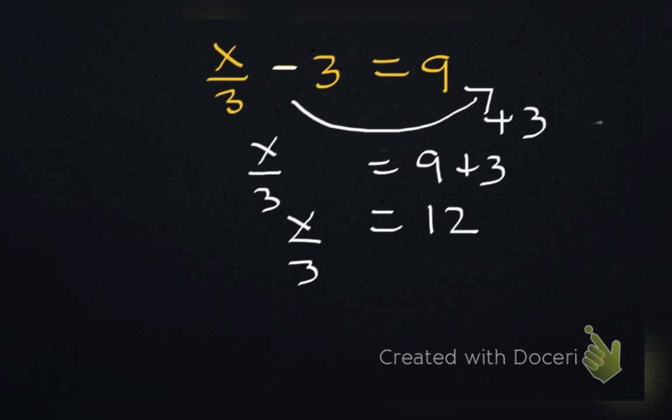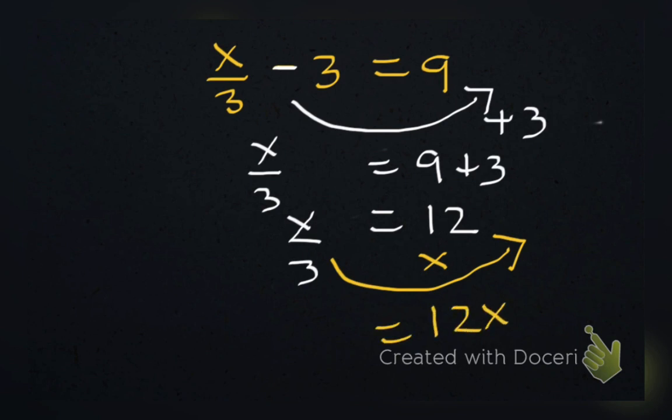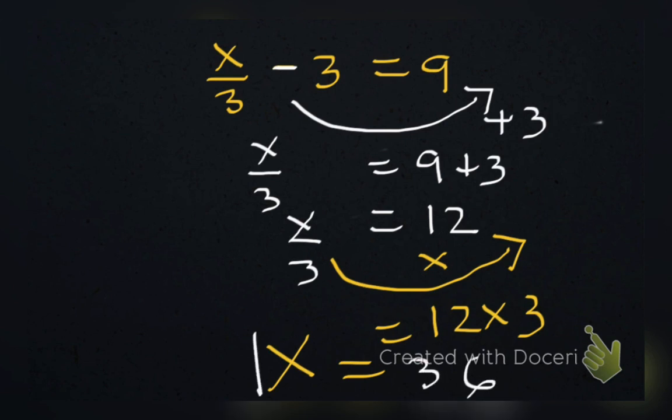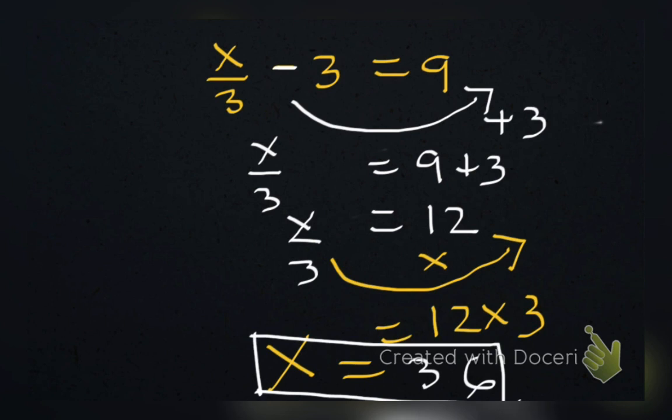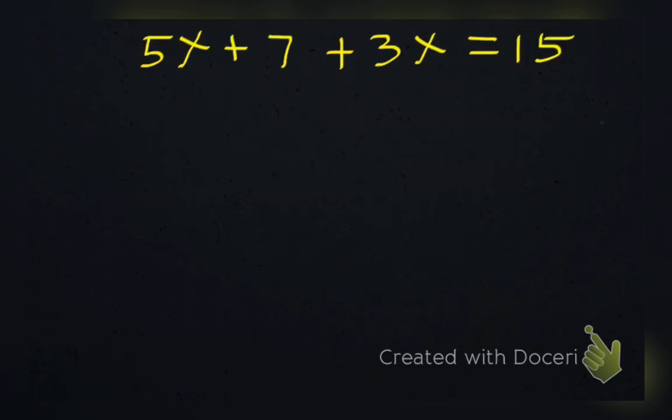So what we will do in this problem, the inverse of division is multiplication. So we multiply 12 times 3. So x equals 12 times 3 equals 36. There goes again. There is your x. Mr. X equals 36. Here's another example that you could try.